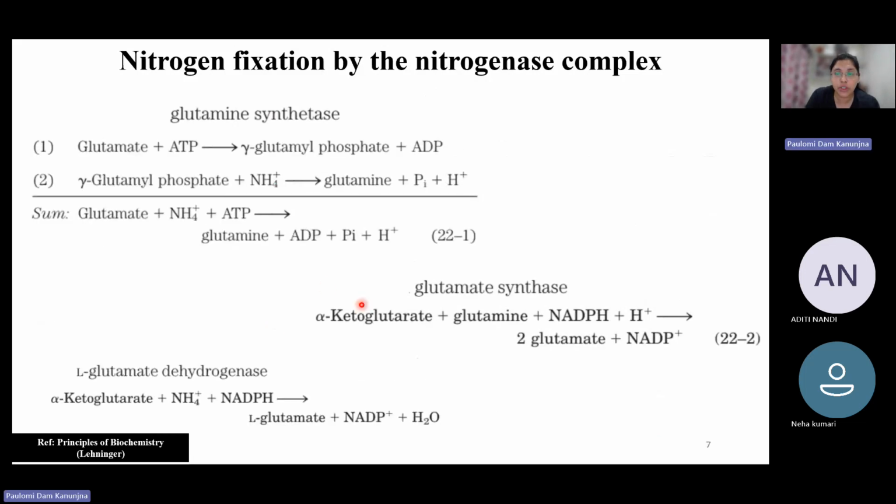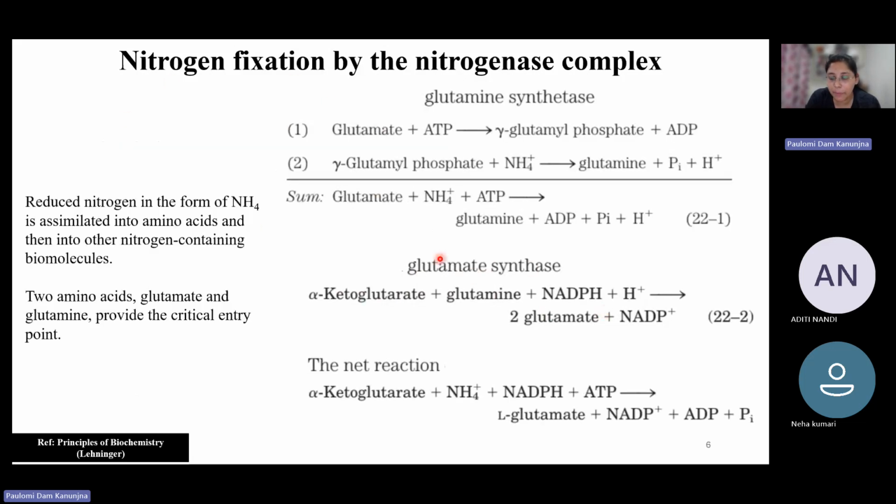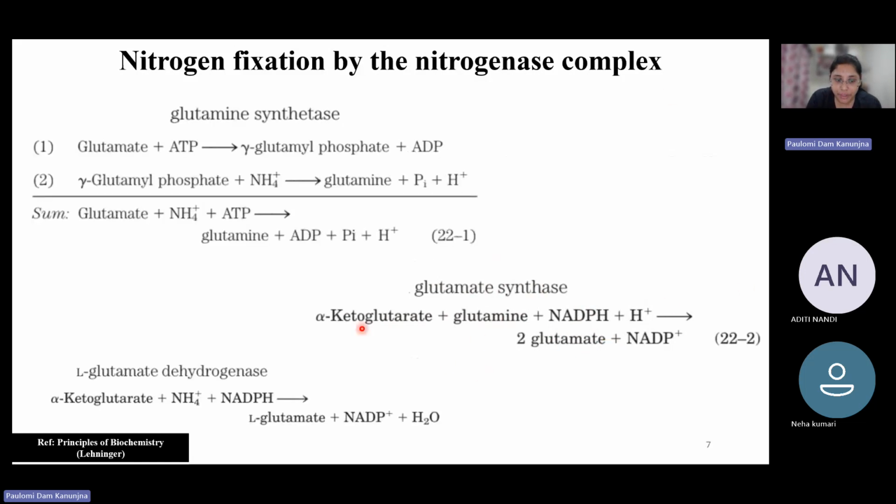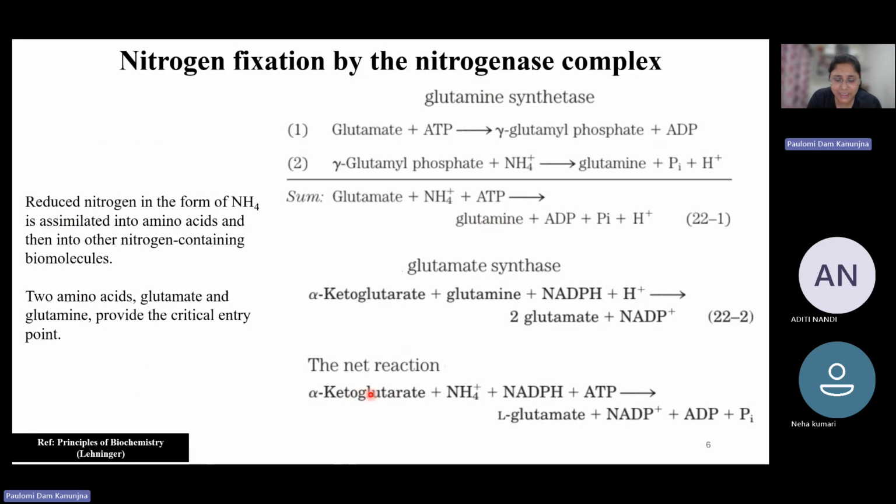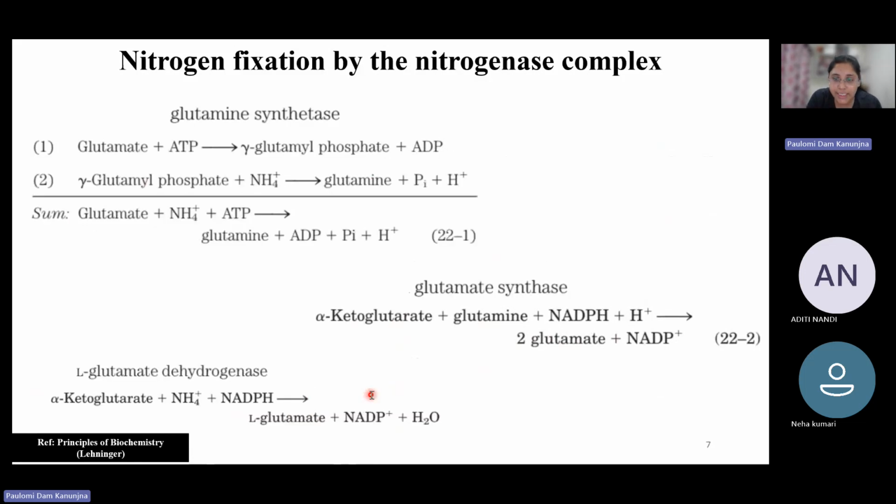Okay, now let's look into this. We've already established this enzyme. I forgot to mention glutamate synthase, which is not difficult to understand because it is generating glutamate. So here is this net reaction. However, this enzyme is also there: L-glutamate dehydrogenase. If you look at this reaction and this reaction, it's basically the same. So what is this enzyme doing?